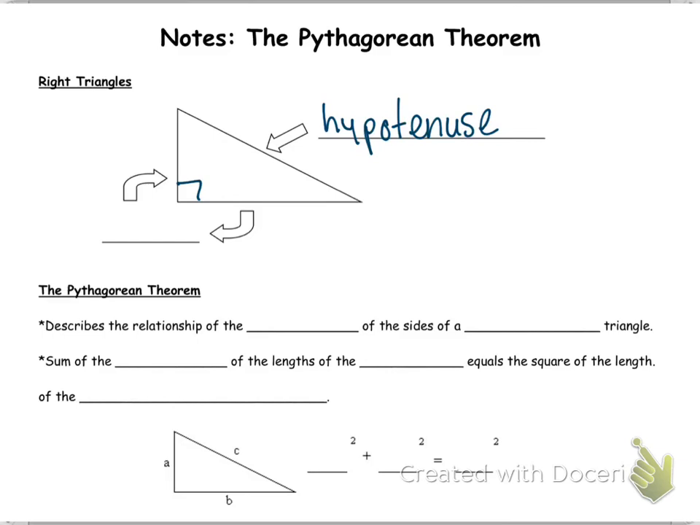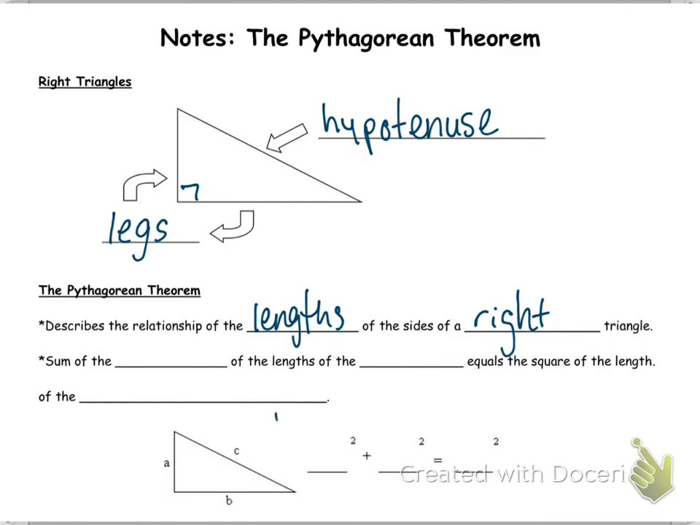The next two sides, we don't have specific names for each of them. We call both of them the legs of the triangle. So we have the hypotenuse and the two legs. Now, the Pythagorean theorem describes the relationship of the lengths of the sides of a right triangle.